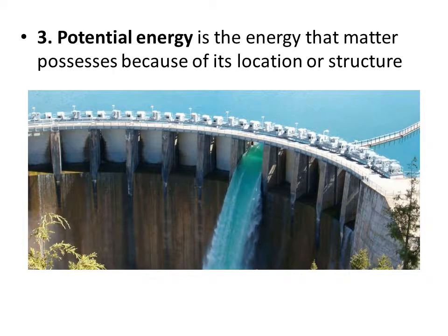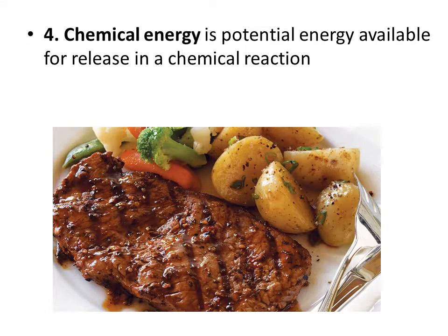The third form of energy is potential energy. Potential energy is energy that matter possesses because of its location or structure. The water behind the dam has potential energy. The fourth form of energy we will look at is chemical energy. Chemical energy is potential energy that is available for release in a chemical reaction.